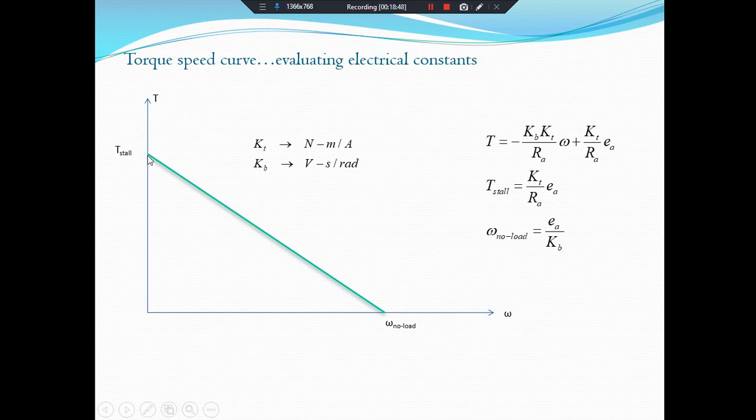Meaning omega is 0, and T stall is the torque when the motor stops rotating, and omega no load means there is no load on the motor. When we put these values in this equation, in case of T stall, when we put the value of omega as 0, omega no load, then this term will become 0. This term omega, we put omega equal to 0, this term will become 0, and the torque will become T stall.